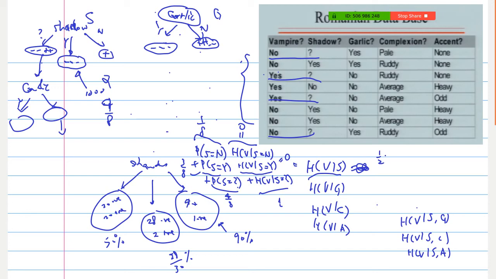You can evaluate all of these, and if we evaluate that, it turns out this will be equal to 0.61, this one is 0.69, and this is 0.94. So therefore, we should start with the shadow test, and then we find the minimum there.